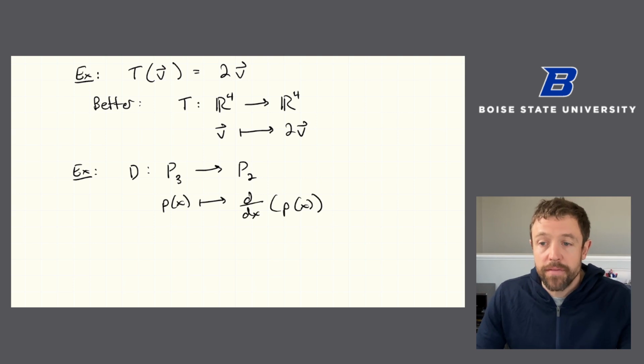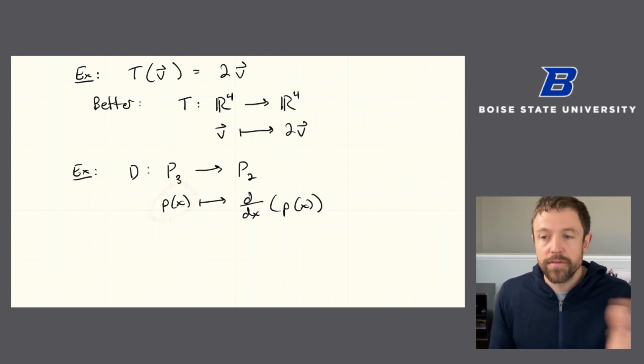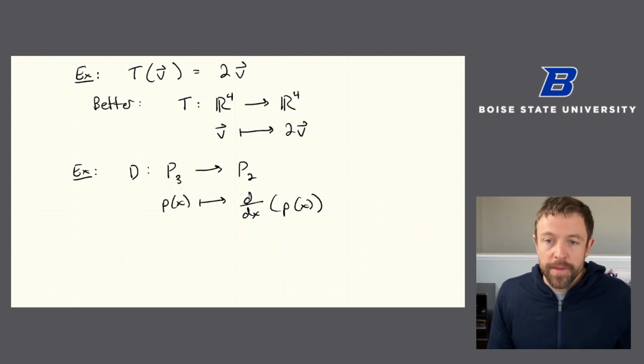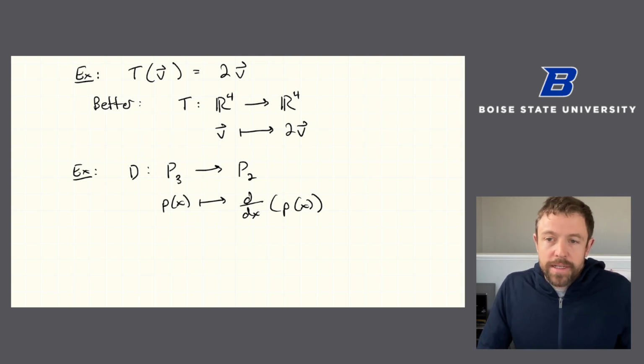So this is definitely a function, right? If you think back to calculus, when you take a polynomial and take its derivative, you reduce the degree by 1. And so if we start with polynomials with degree at most 3, we end up with polynomials of degree at most 2. So it's a function, but what does it mean to say this is linear?